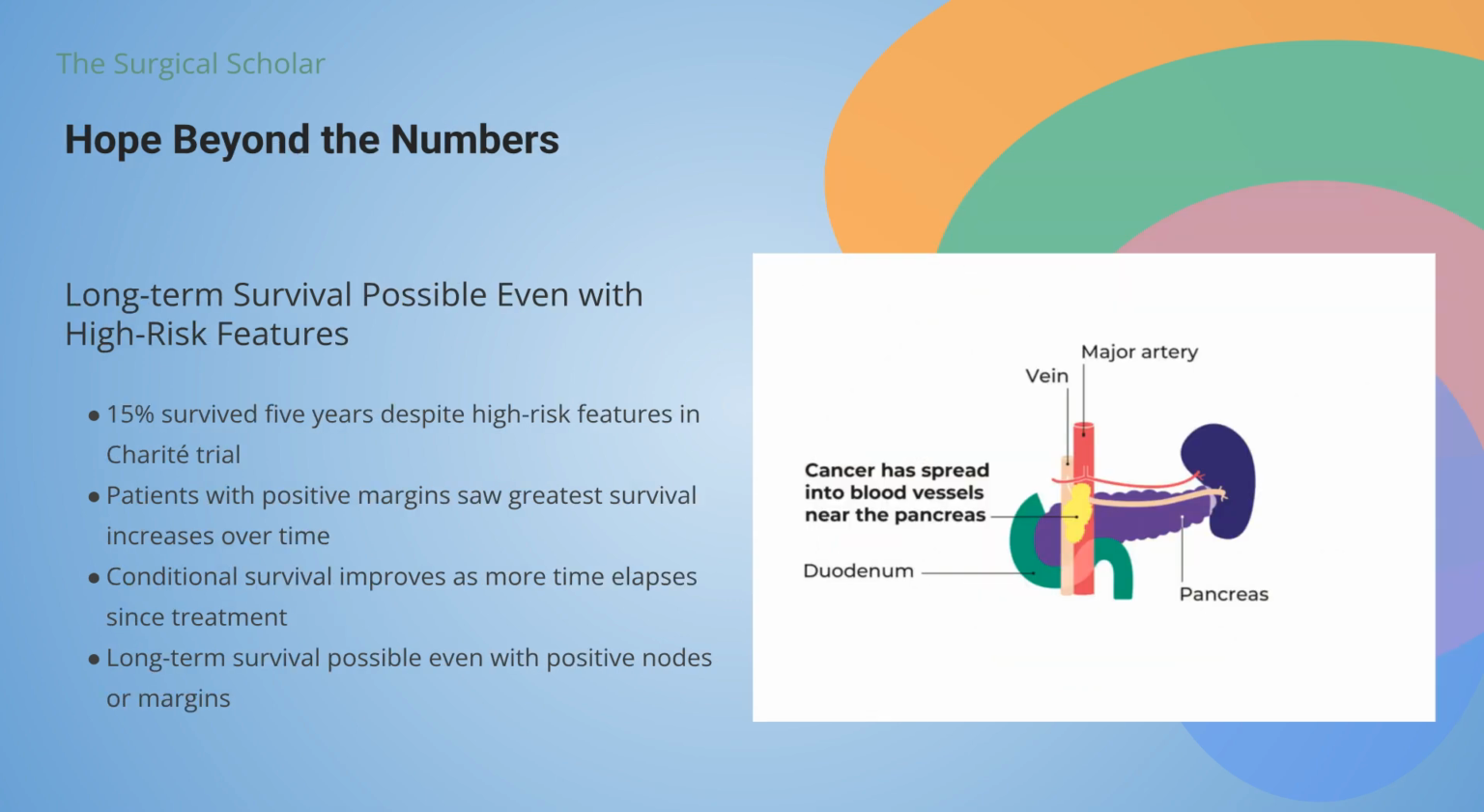I know these numbers can feel overwhelming. But here's the important message. Long-term survival is possible, even with positive margins. In the Charité Oncology trial, 15% survived 5 years despite high-risk features. Patients with positive margins saw greatest survival increases as more time elapsed since treatment.